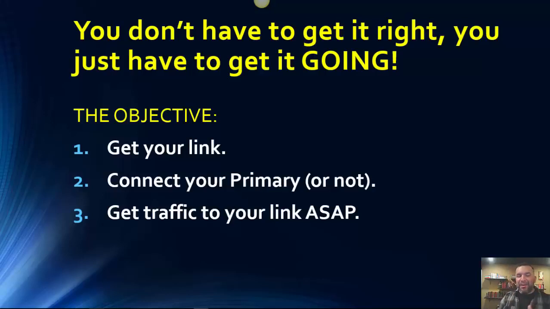Okay, the objective, number one, we're gonna get your link. Number two, we're gonna connect that link to your primary program if you have one. Don't worry about it if you don't. You're gonna make money here either way, okay? Number three, we are going to get the right kind of traffic quickly to your link, ASAP, as soon as possible, okay? That's what we're gonna do. Focused. We're not going to figure out all of Facebook land, not going to figure out YouTube, we're not going to figure out search engine optimization. We're going to get traffic to your link so you can get leads in your email list and sales, money in your pocket. Okay, so let's do it.